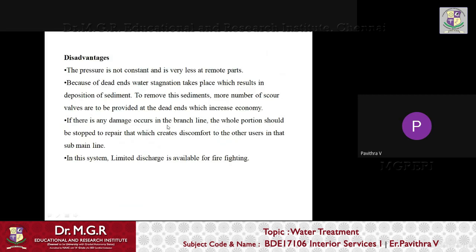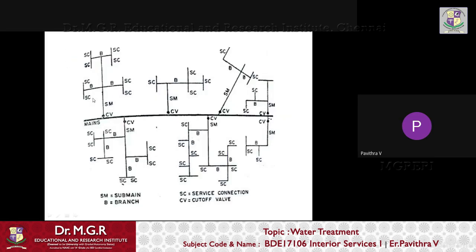If any damage occurs in the branch line, the whole operation should be stopped to repair it, which creates discomfort to the other users in the submain line. In this system, limited discharge is available for firefighting. So if any leakage happens in a branch line, the whole system should be stopped. If any repair happens in just one branch line, all supply for this network will be stopped by means of the cut-off valve. That is a main disadvantage in the dead end system, which is also called tree system.